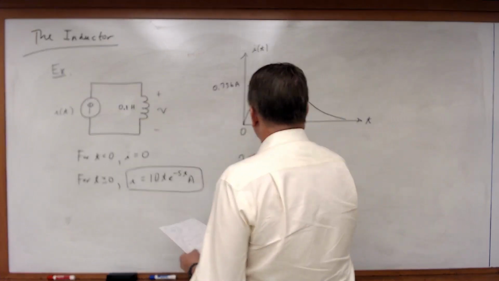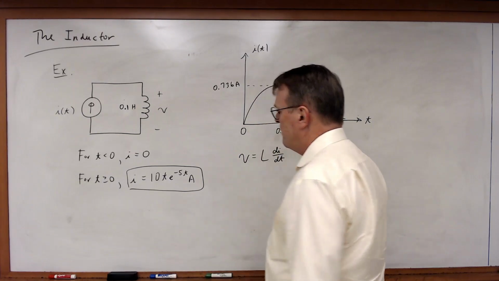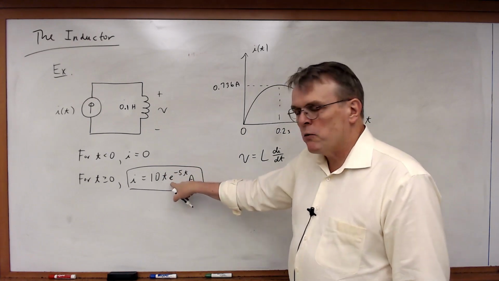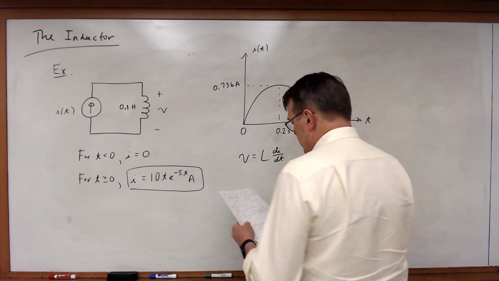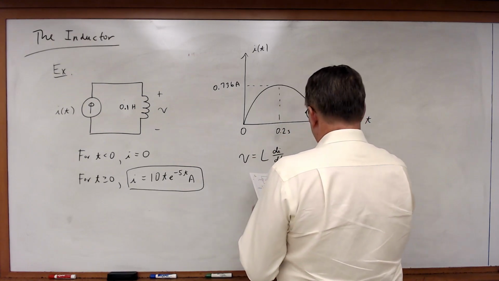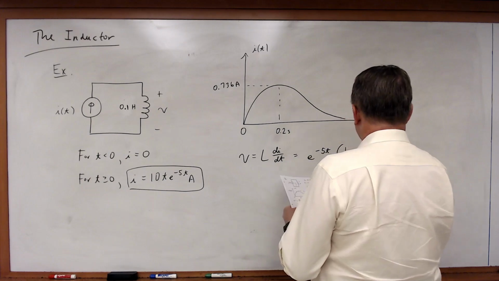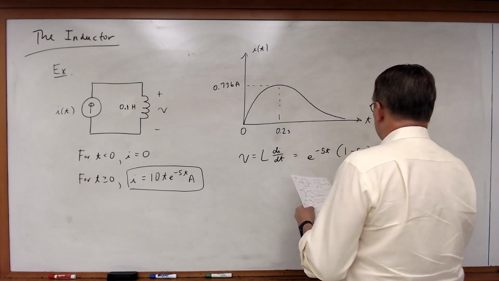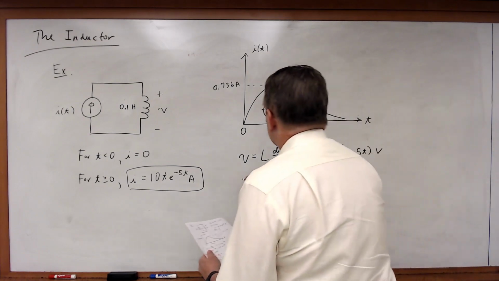So voltage will be equal to L di dt. And if I use the chain rule to take this derivative, multiply times L, this will be equal to e to the minus 5t times 1 minus 5t volts when I take that derivative. And if I plot that, I'll get something that looks like this.